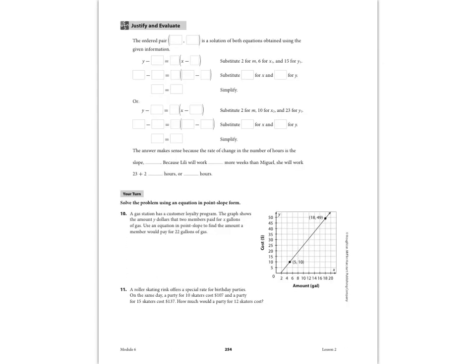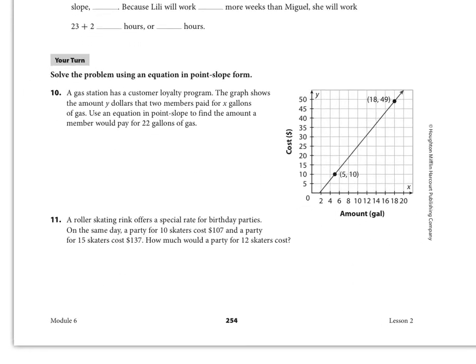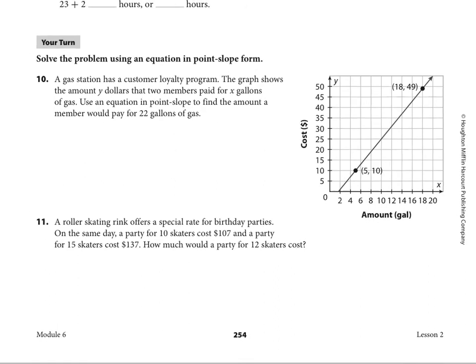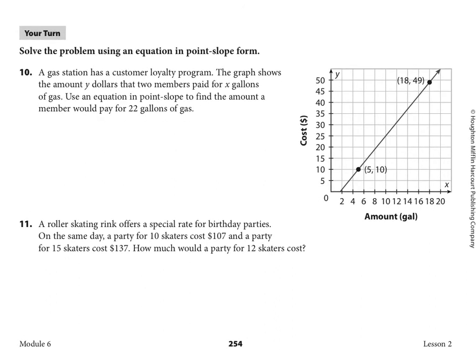Okay, and the last thing that we're going to look at is these word problems again. We're going to use the point-slope form to help us figure out these problems. So number 10, a gas station has a customer loyalty program. The graph shows the amount y dollars that 2 members paid for x gallons of gas. Using the equation in point-slope form, find the amount a member would pay for 22 gallons of gas.